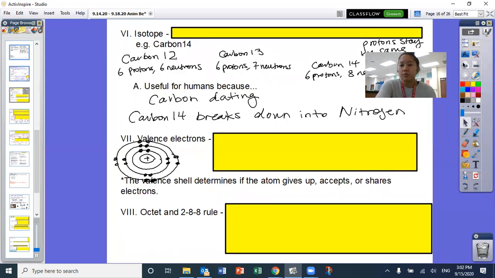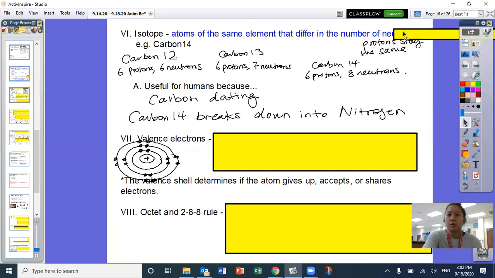Now we have isotopes. I want to go back and explain since we mentioned them earlier. Isotopes are atoms of the same element that differ in the number of neutrons, right? The protons stay the same, because if the proton number changes, the atomic number changes, and if the atomic number changes, then the element's identity has been compromised and it is now different. An example is carbon. Carbon-12 is the regular carbon. It has 6 protons and 6 neutrons. Carbon-13 means that it still has 6 protons, but now it has 7 neutrons. And then carbon-14 is the next most common after carbon-12, and it's 6 protons and 8 neutrons. So again, the proton number always stays the same, but the neutrons change.